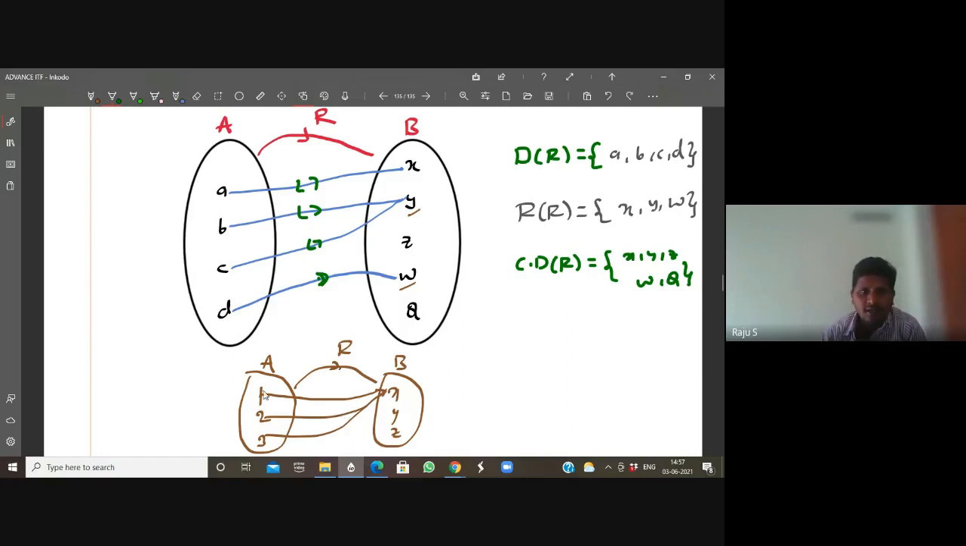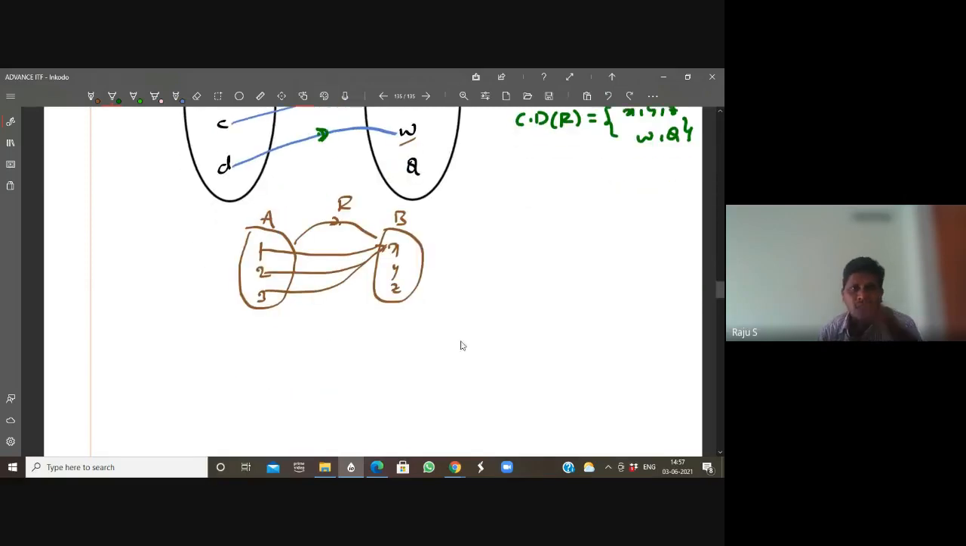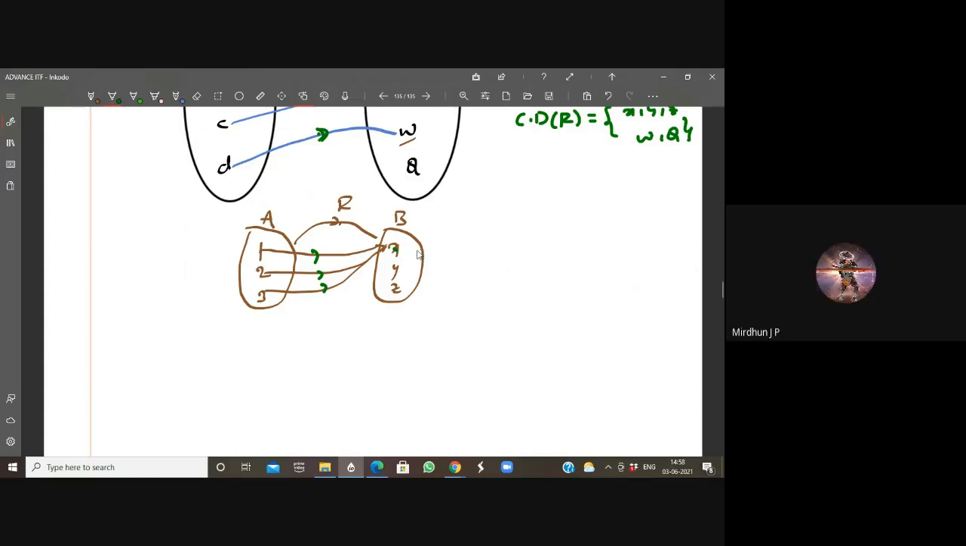But see here in the below example, I have taken A having 1, 2, 3. The students are 1, 2, 3, and the classrooms are X, Y, Z. Is it possible for 3 students to go to classroom X? Yes, sir. Yes, function.